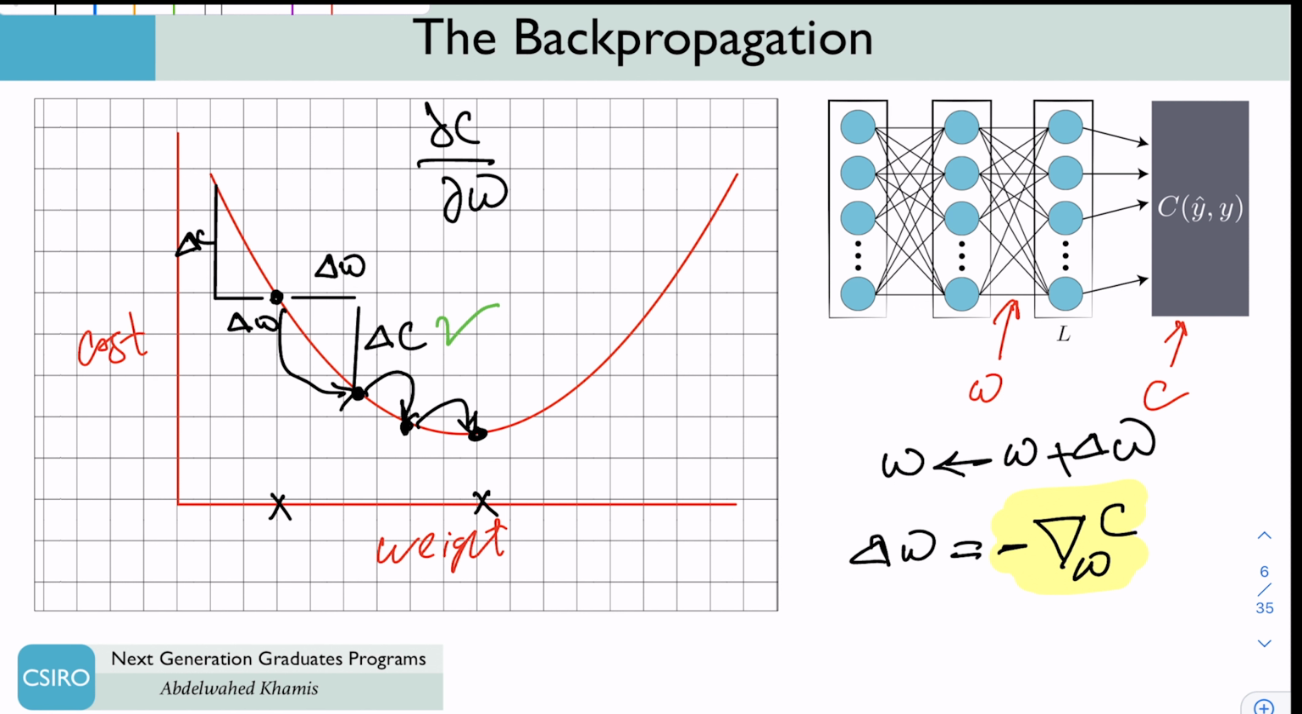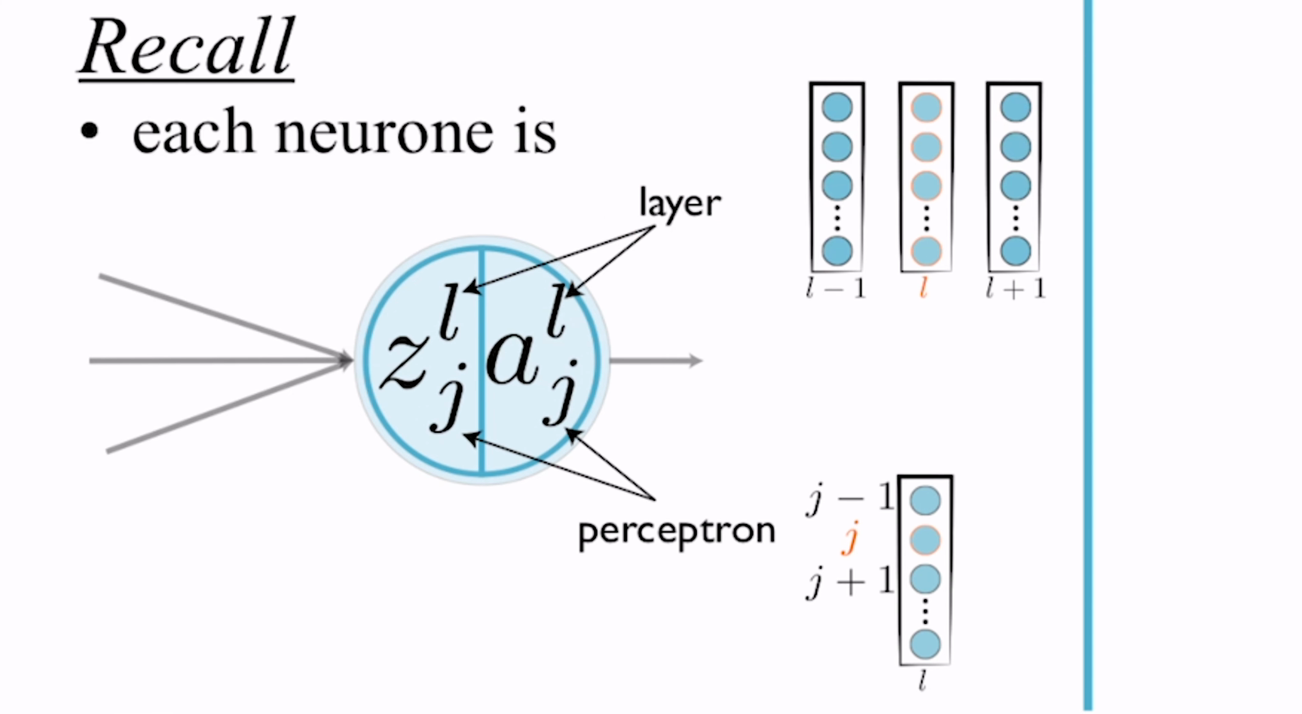You recall that each neuron is just two operations, the weighted sum of the inputs and the nonlinear activation. And we will call the output of the weighted sum Z, and the activation A. So we can visualize each neuron as just a split circle, where the left half is Z and the right half is A. But since we have multiple neurons in each single layer and multiple layers in the network, we have to extend our notation, which is why we will be using the superscript L for layer and the subscript J for the perceptron.